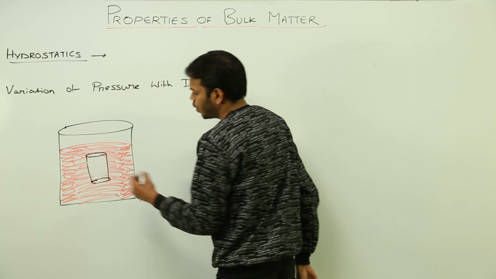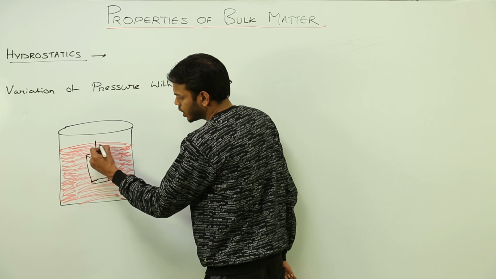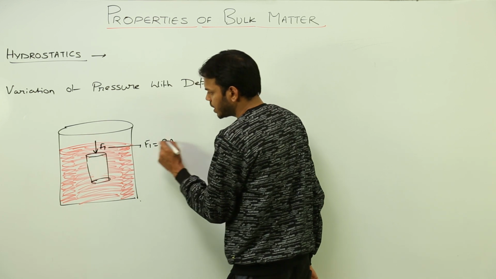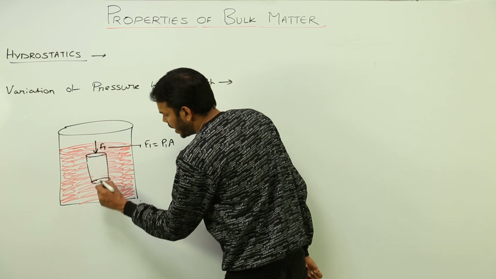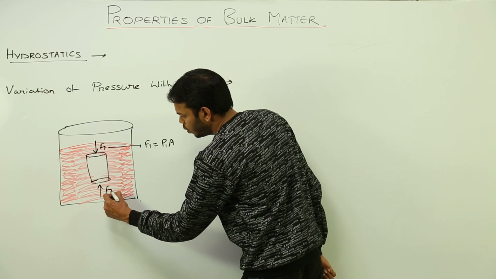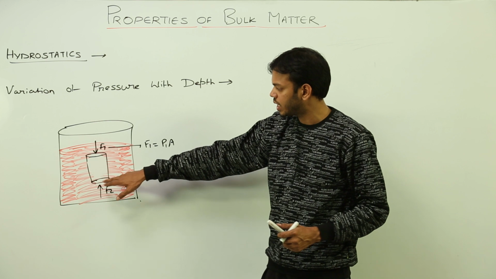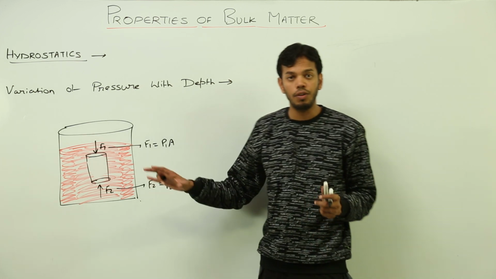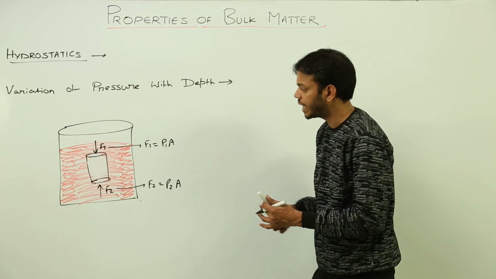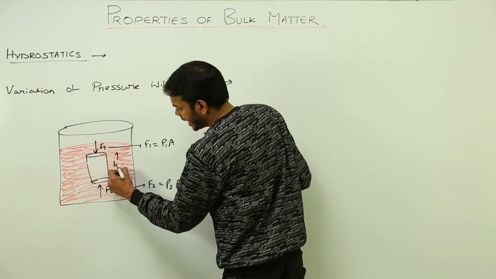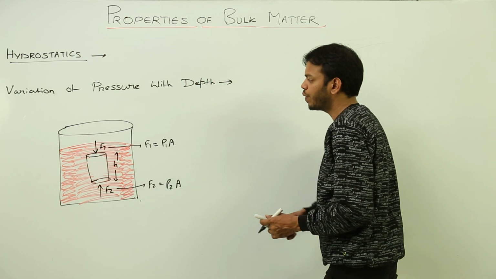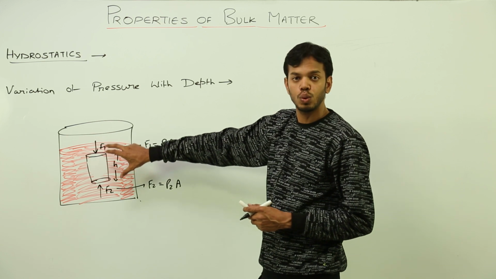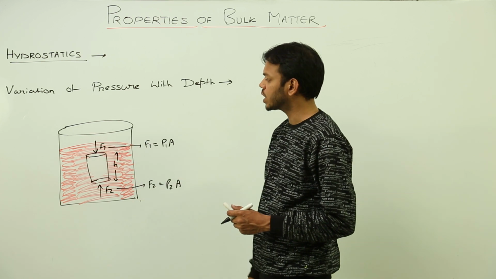This is how I am drawing the forces. Let us say this is force F1, and F1 will be equal to the pressure on the surface P1 times the area. The upward force acting on this surface is F2, which is equal to P2 times A. P1 and P2 might be different for different depths. Let H be the height between these two surfaces, A the cross-sectional area, and F1 and F2 the forces acting.